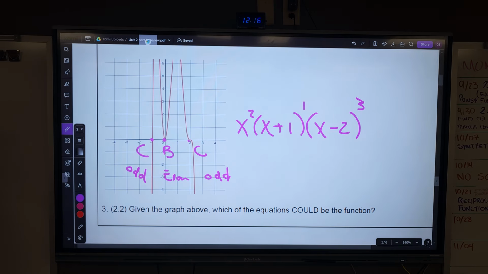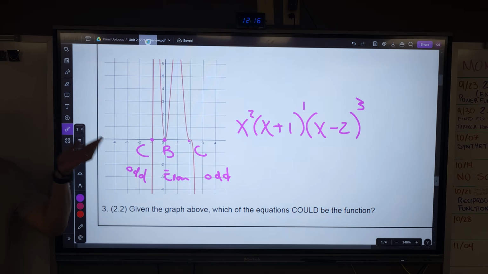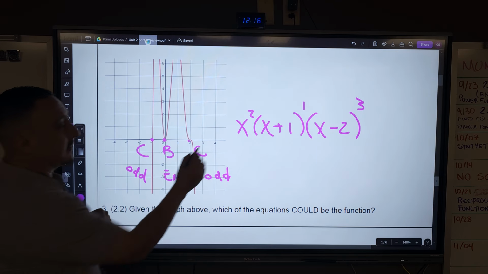And I messed up last period. I stopped here, but somebody corrected me. Anybody know what's missing here? Negative. It's upside down, right? So, good job.